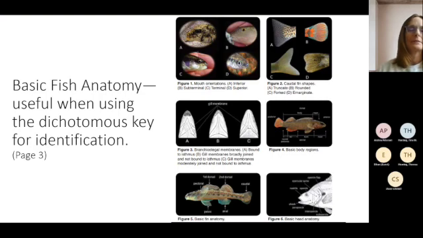All right, so here's a little bit of basic fish anatomy for you to know. And it's helpful when using the dichotomous key for identification, understanding these terms for fish anatomy, like how is the mouth oriented? So on number 1 or A, it's an inferior, so that's like a sucker. The mouth is coming off from the bottom. So you can look at these later on. I'm not going to go through all of these.